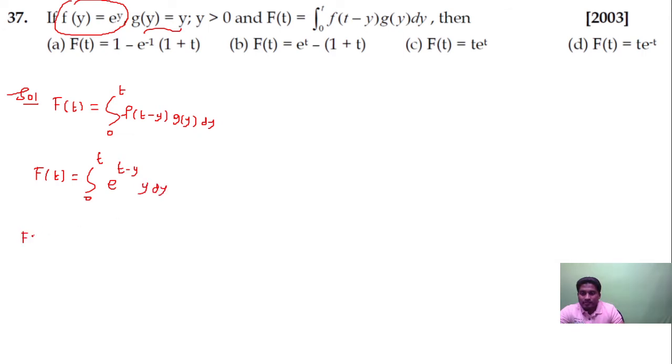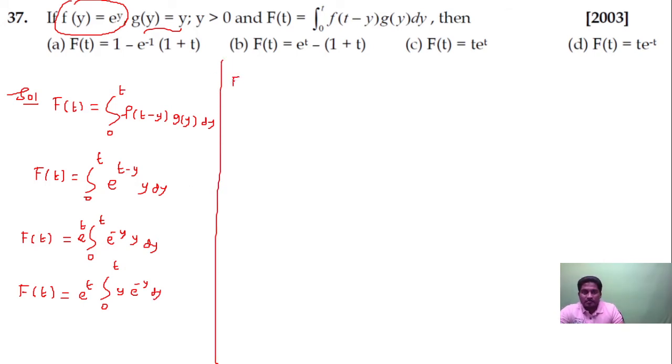Now f(t) is equal to, since integration is with respect to y, this can be written as e to the power of t, and I'll take it outside. This is e to the power of minus y into y dy. So f(t) is equal to e to the power of t, integral 0 to t, y into e to the power of minus y dy. Let us use integration by parts.